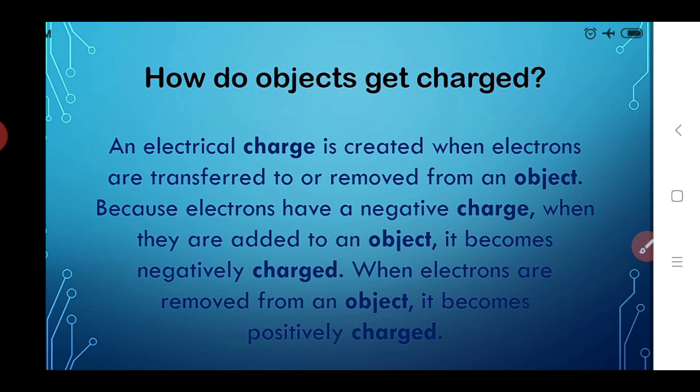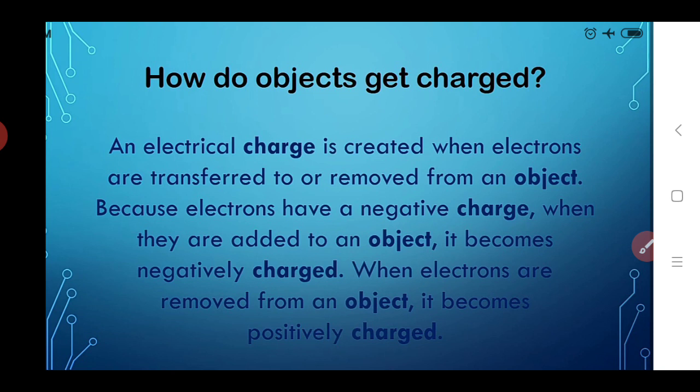Here, how is the electric charge created in a particular object? Electrical charge is created when electrons are transferred to or removed from an object. Electrons get transferred from one object to another. This transfer takes place either by donating electrons to another object or by gaining electrons from another object.